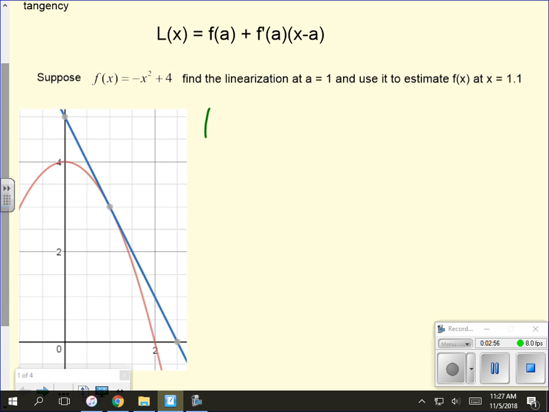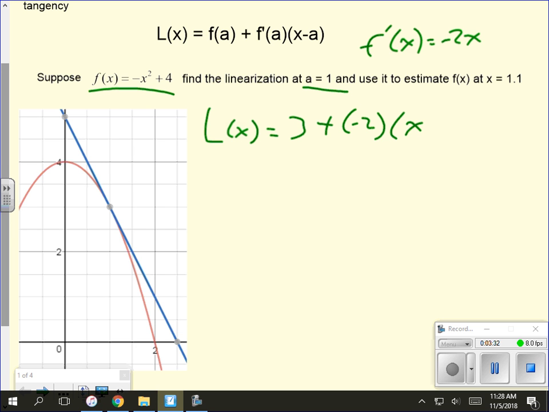So the linearization of x is f of a. Well, a is what in this case? A is 1. So I want to find f of a. I plug in 1 into f of x. So 1 squared is 1, negative, so you get negative 1 plus 4, that's 3. Plus f prime of a, our slope, the derivative of that. f prime of x is negative 2x. Plug in 1, what's our slope? Negative 2 times x minus a, x minus 1.